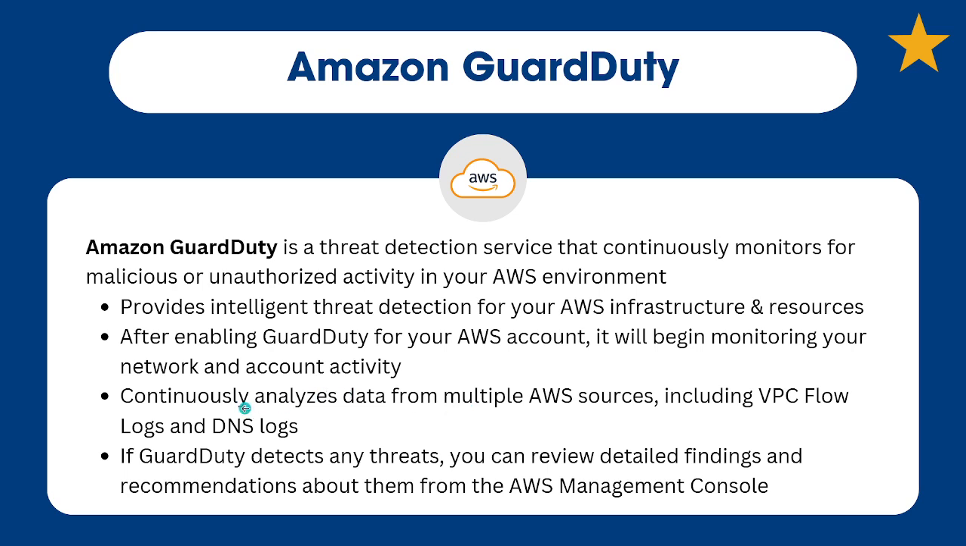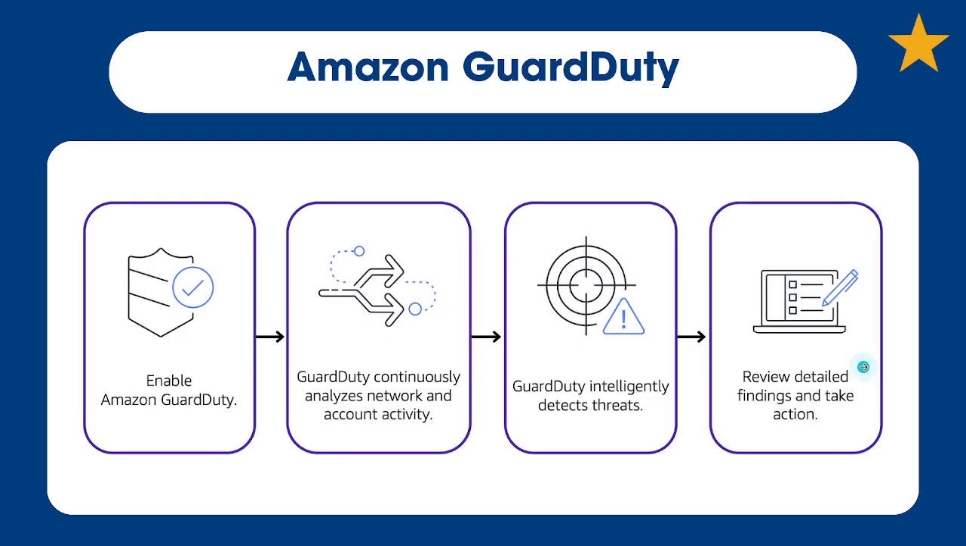So it's going to analyze data from all kinds of sources, including your VPCs. It'll have logs for your domain names, which domains are hitting your services, and so on. So Amazon GuardDuty, you enable it, it's going to start doing its own analysis. If it does detect a threat, it'll report those findings, and you can take action directly from the console.